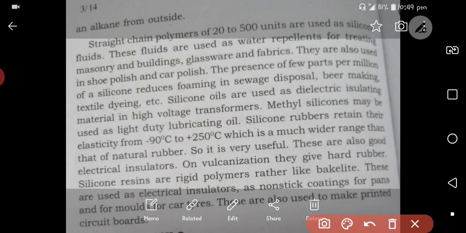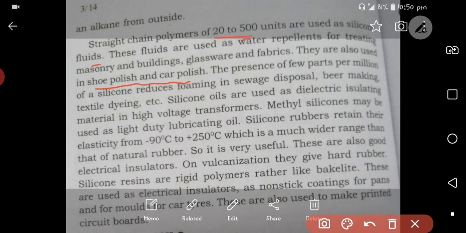Then straight chain polymers of 20 to 500 units are used as silicone fluids. These fluids are used as water repellents for treating masonry and buildings, glassware and fabrics. Okay, in building constructions, silicone fluids of 20 to 500 units are used as water repellents. Then also used in shoe polish and also car polish.